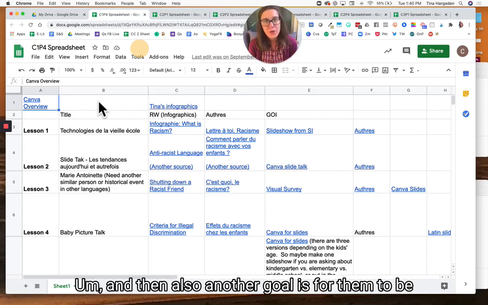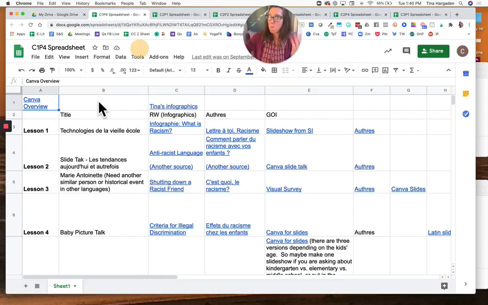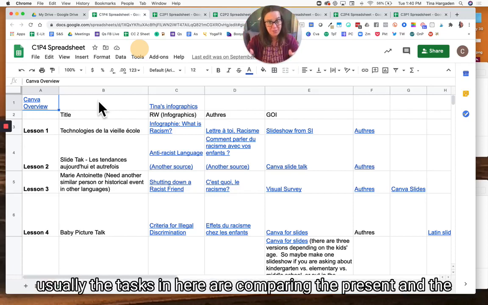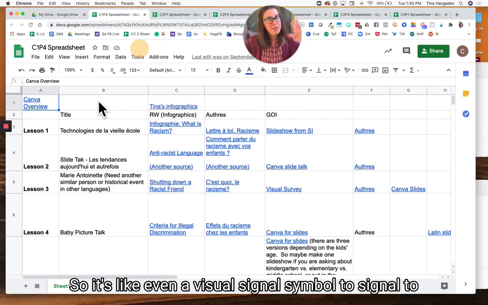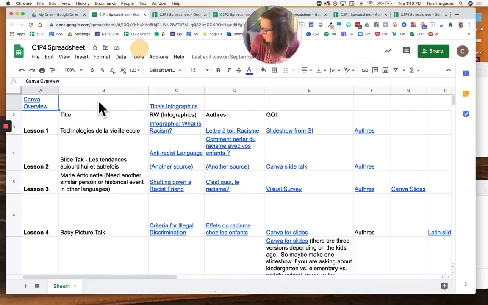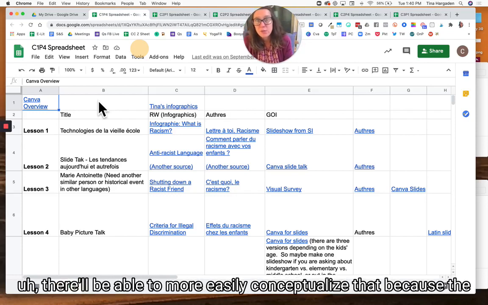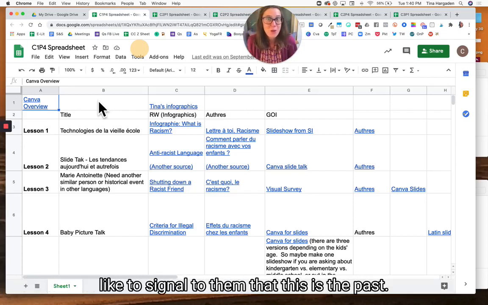Another goal is for them to be introduced to the past tense in a very concrete way. So we're describing the present. Obviously, this is present. And then it's very clear, because usually the tasks in here compare the present and the past: this is past and this is present. So it's even a visual signal to the students that this is all in the past. If they hear that the verbs sound different, they'll be able to more easily conceptualize that, because the task is organized to signal to them that this is the past.